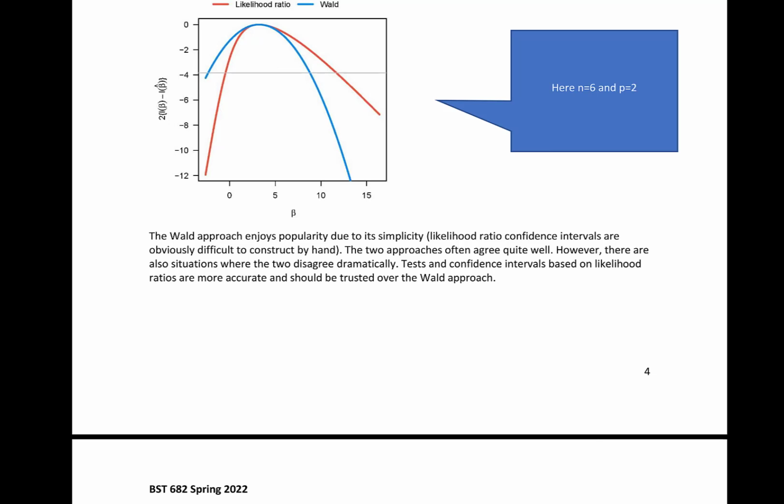The two approaches often agree quite well. However, there are also situations where they disagree dramatically, and in particular when you have small sample sizes. So tests and confidence intervals based on log likelihood ratios are more accurate and should be trusted over the Wald approach.